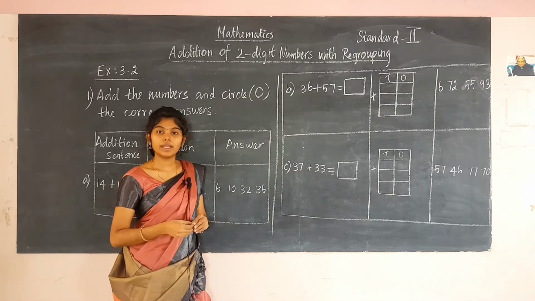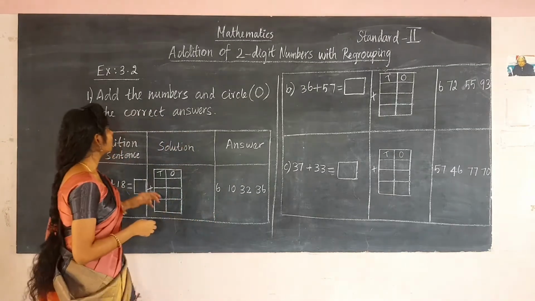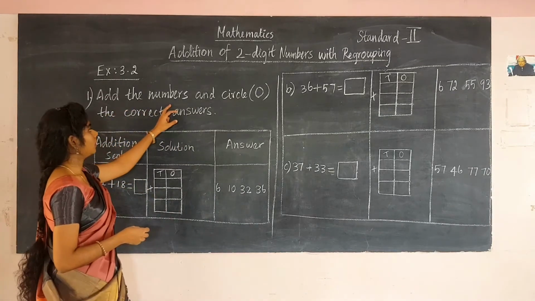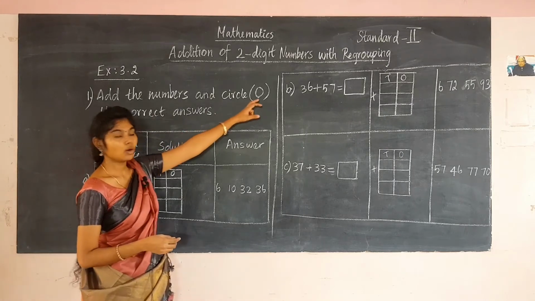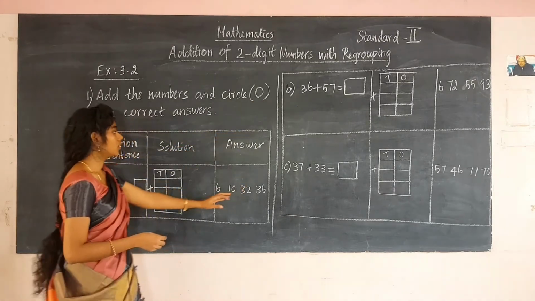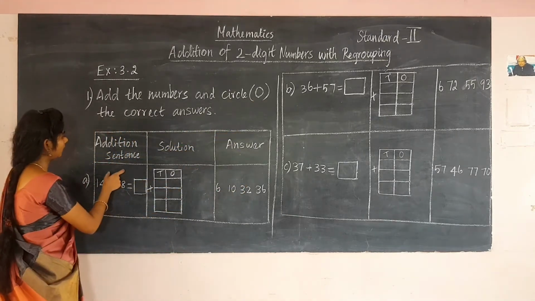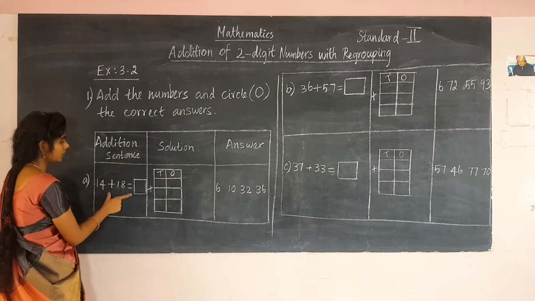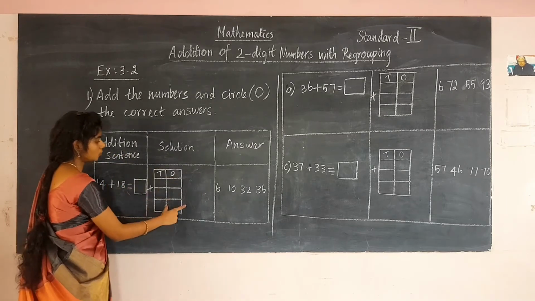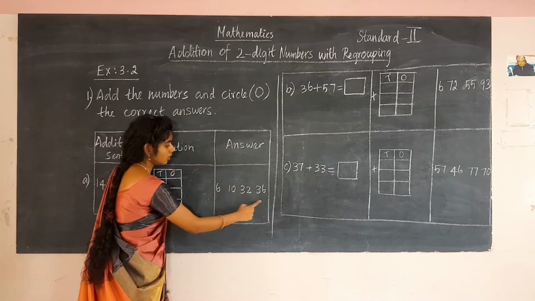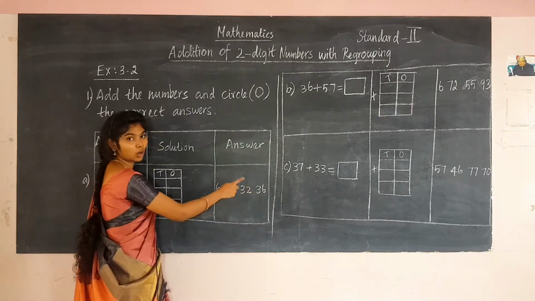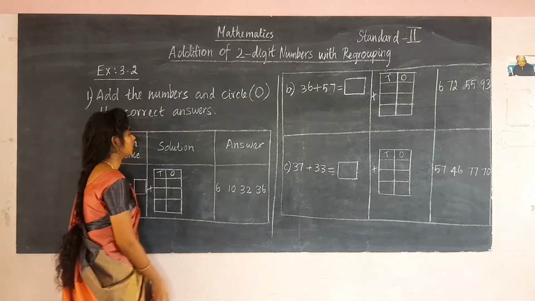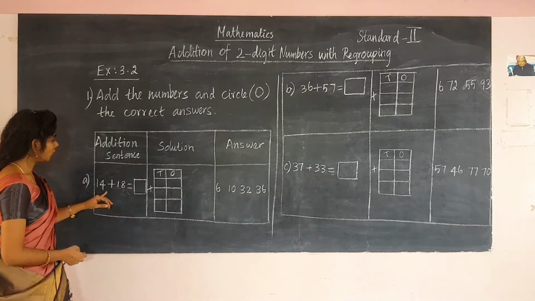Now we shall try some exercise problems. See the first one. Add the numbers and circle the correct answer. Like this way you are going to circle the answer given here. First we have to add the numbers. See, the addition sentence is given here, then the solution box and the answers are given here. You are going to find the answer by solving and then you have to circle the correct one. So see the first one, 14 plus 18.